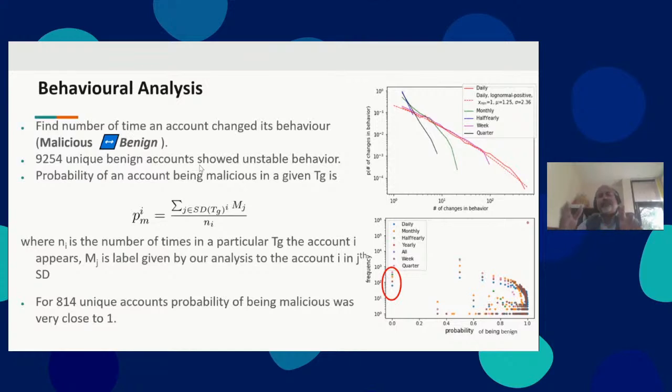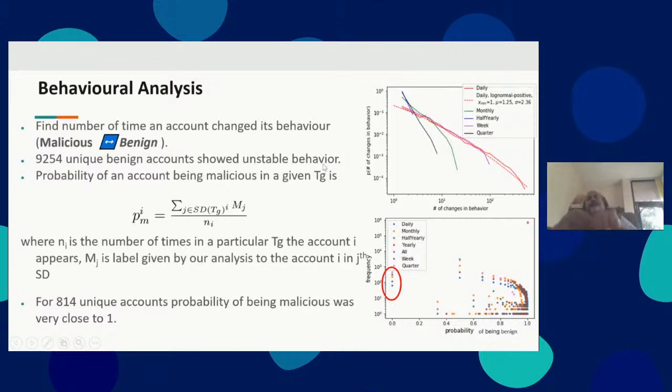So this way, something that is determined malicious over a year may look benign if you look at its behavior in the next year. And then if you look at the next year, it may again look malicious. This kind of behavior we are seeing, at least for about 10,000 accounts.